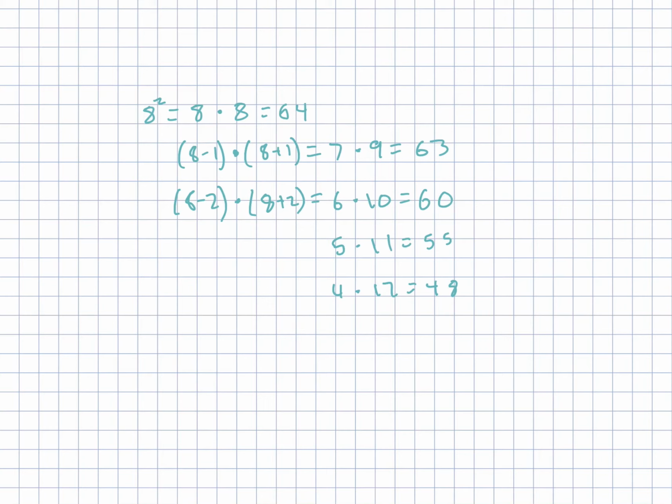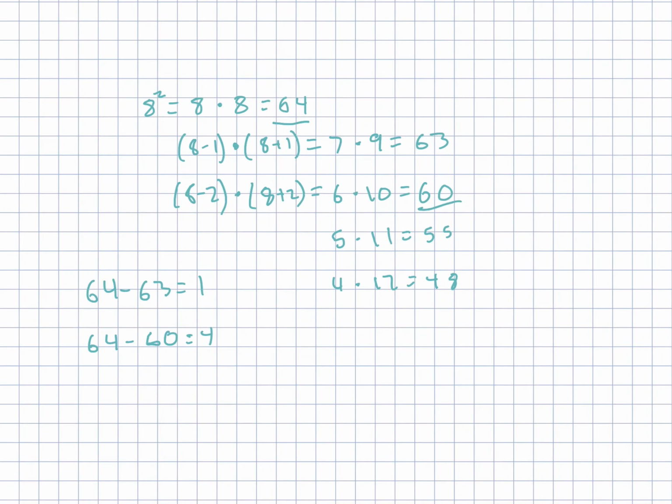Right, so what is the pattern? Well, it just so happens that it could be explained by a difference of squares. So we have 8 squared right here, which is 64. And if you notice, 63 is 1 away from 64. 64 minus 63 equals 1. All right? So 64 minus 60 would be 4, and 60 is the second number that we got.